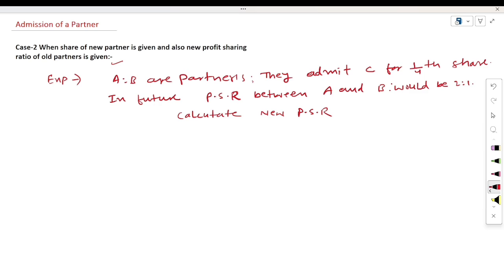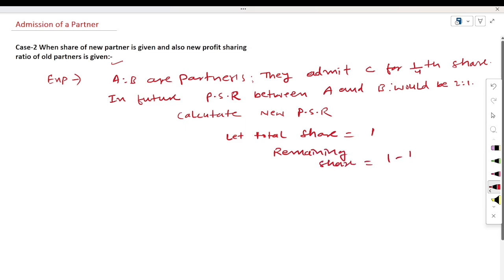Here we have to assume the total share of the firm. Let the total share of the firm be 1. C is admitted for 1 by 4th share. So the remaining share would be how much? Remaining share would be 1 minus 1 by 4th, so 3 by 4th would be the remaining share. Now this 3 by 4th share will be distributed in this particular ratio. This will be the new profit sharing ratio of the old partners.